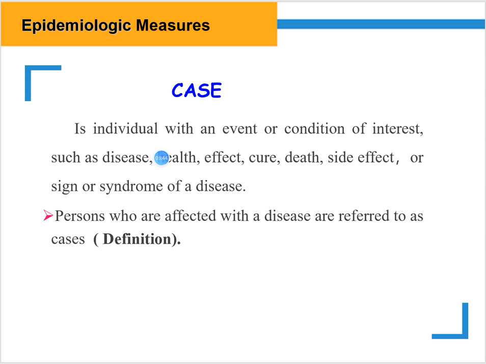What's case? Case, an important term in epidemiology, is individual with an event or condition of interest, such as disease, health, effect, cure, death, side effect, or sign or syndrome of a disease. In general, persons who are affected with a disease are referred to as cases.